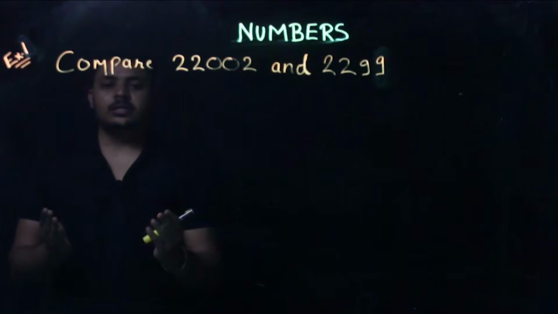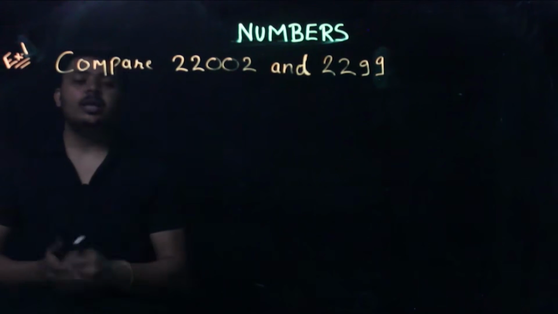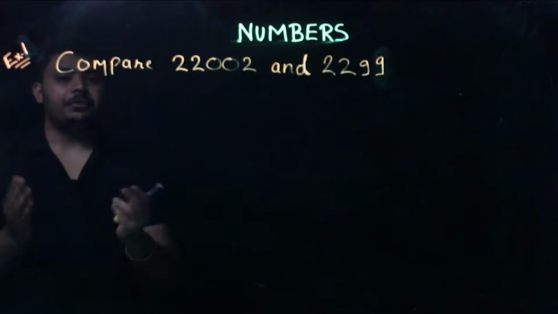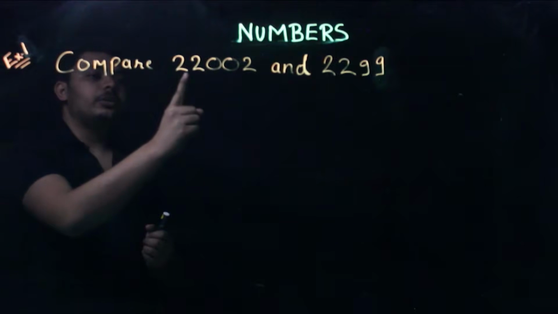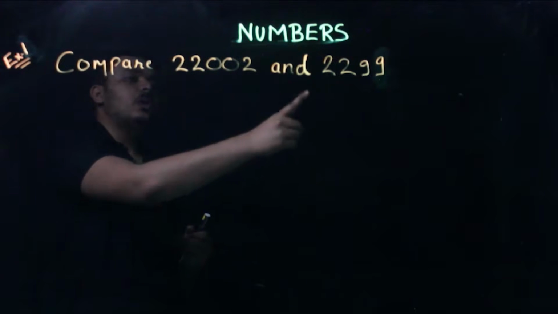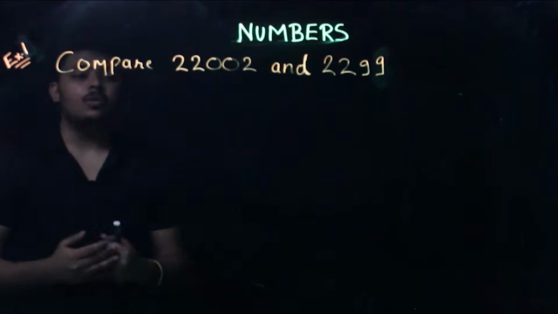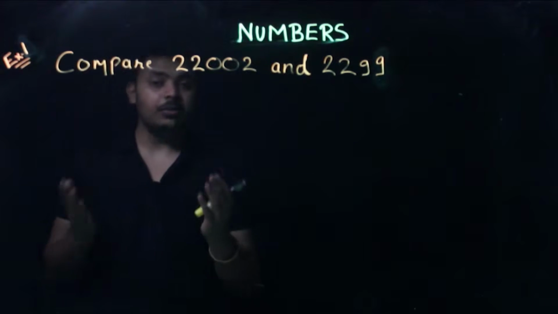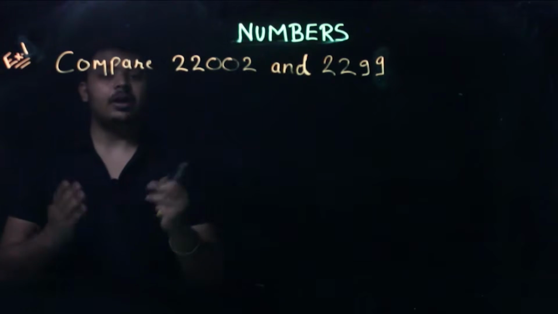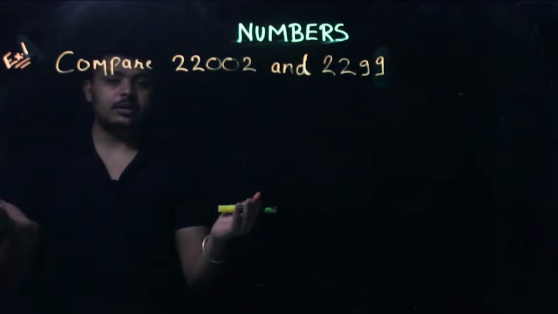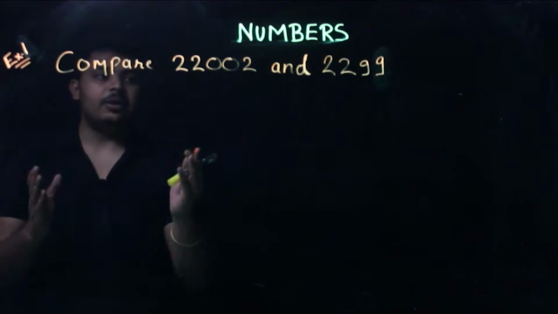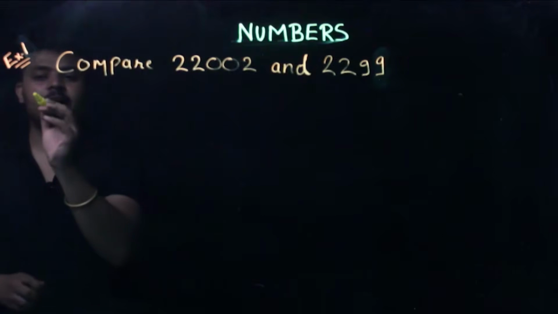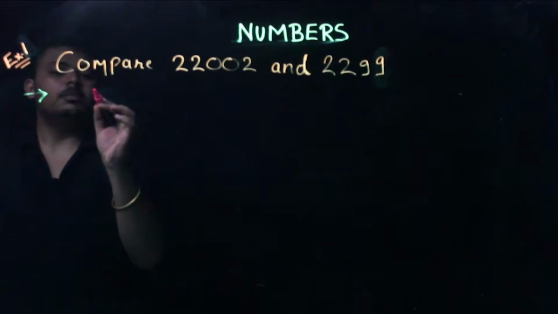So students, this is our next example. In this example, let's see what we have to do. So let's read: compare 22,002 and 2,299. So we are given two numbers and we have to compare them. We have to find out which one is greater and which one is smaller. So to do that, first we will write both the numbers.